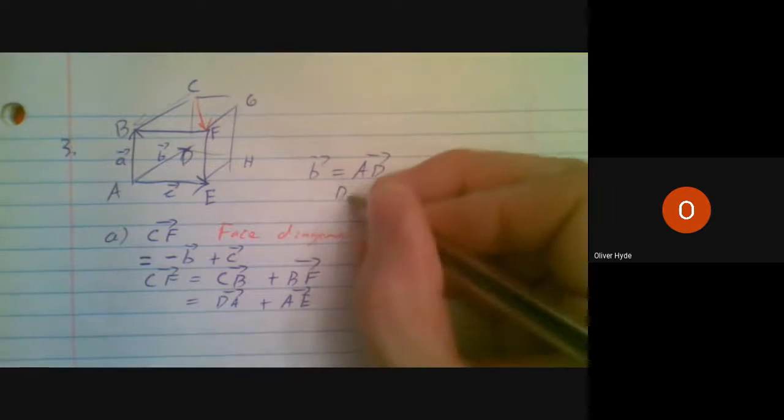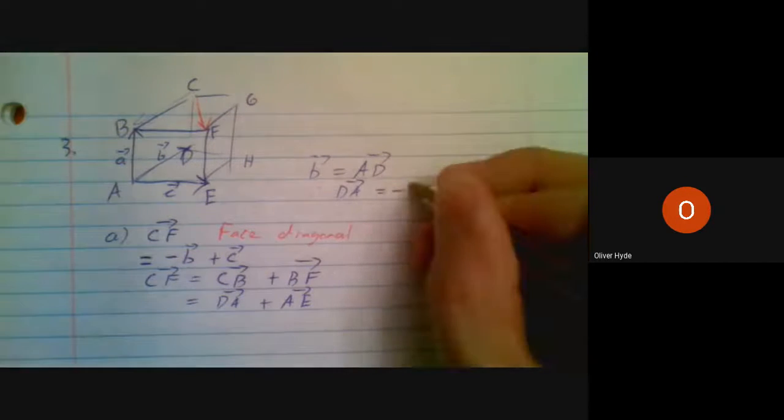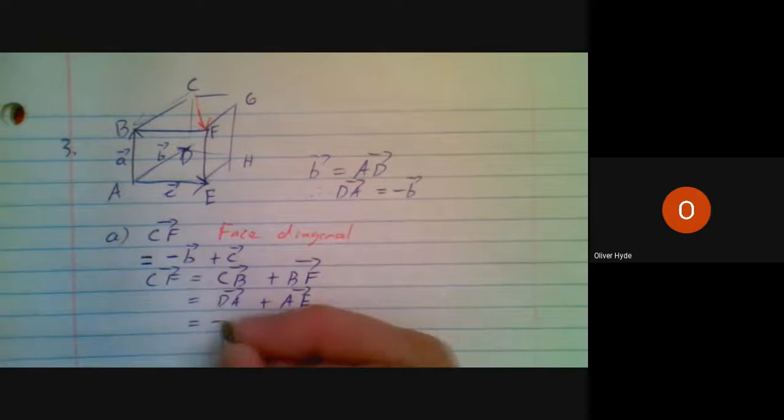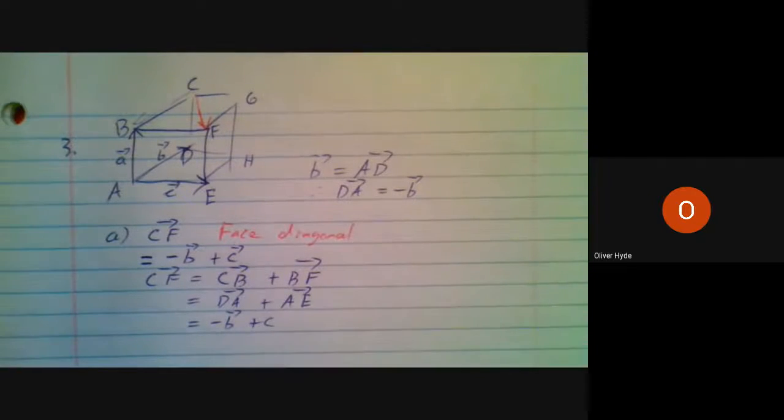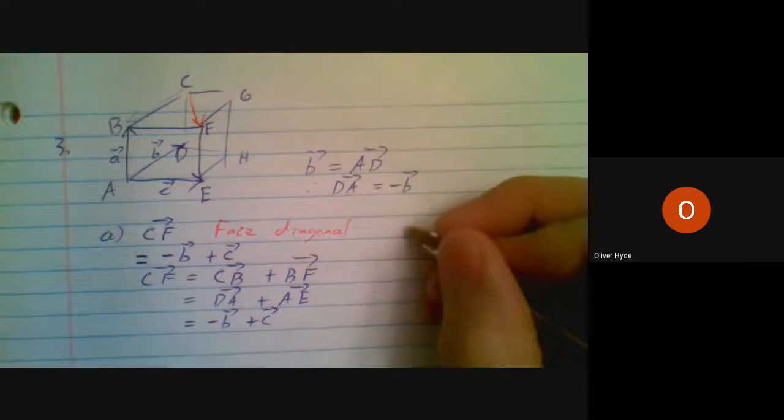And the vector DA, well, I defined the vector b as the vector AD. That means if I'm looking for a definition for the vector DA, that's going to be the opposite of b. So I get the opposite of b plus c. And what you should notice is that even though I changed the orientation of the cube, that doesn't affect the answers at all. The answers from the printed lesson should be exactly the same. Let's try the second example.